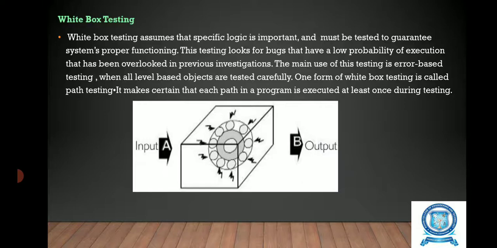Now let us see about white box testing. White box testing assumes that the specific logic which happens inside is very important and must be tested to guarantee the system's proper functioning. This testing looks for bugs that have a low probability of execution that have been overlooked in previous investigations. The main use of this testing is error-based testing, when all level-based objects are tested carefully. One form of white box testing is called path testing. It makes certain that each path in the program is executed at least once during this testing. So the logic in this box is known.